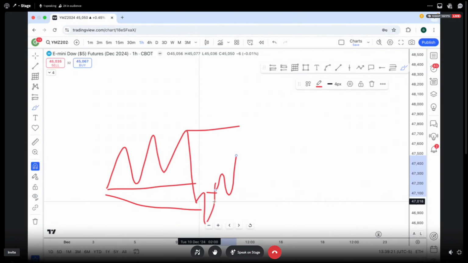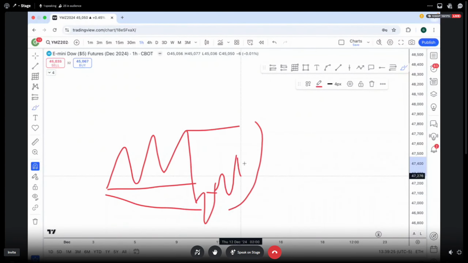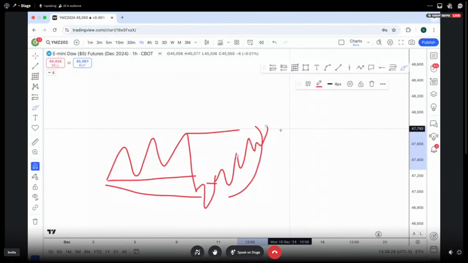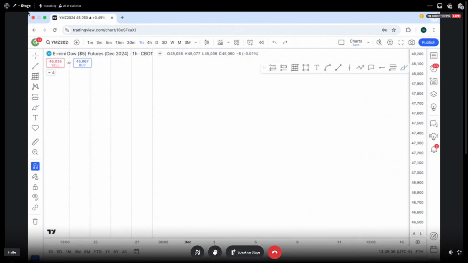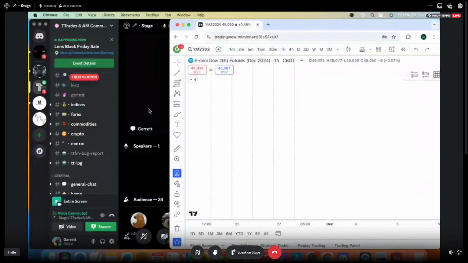Because after this manipulation, what happens after manipulation? We expect expansion into this high. And once this high gets taken, I don't really like to enter anymore because we get a new phase of price. Sometimes it'll continue, but I don't like to enter way up there. It just supports expansion. That's really it.